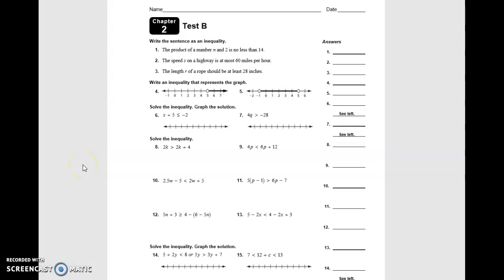Going to go through some tips for this test here. So if we look at the first three, no math required on those. You're just simply writing out what it says. So the inequality, make sure you have the right variable and then the right sign and then the right numbers.